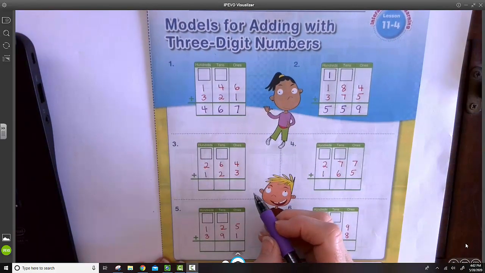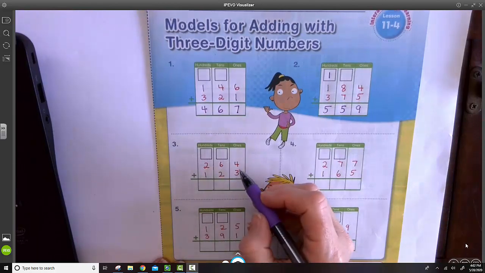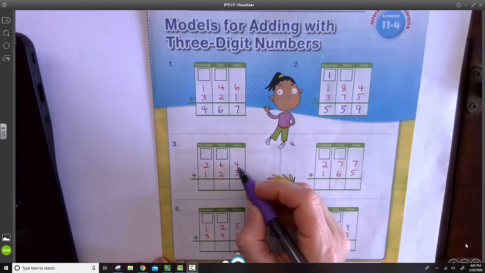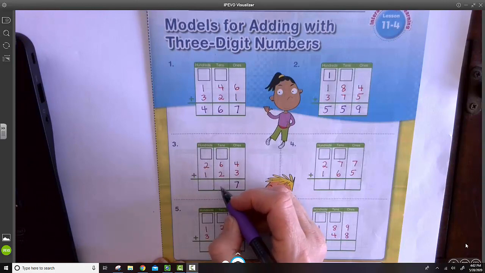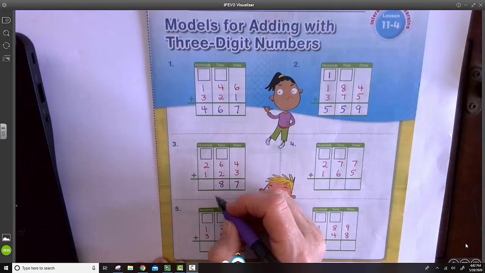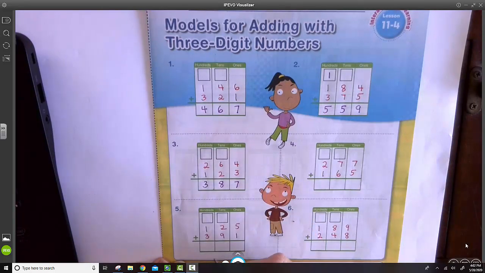Moving right along to number 3. Looks like a quick one to me. 4 plus 3, 7. 6 tens plus 2 tens would be 8 tens, the value of 80. 200 plus 100 would be 300. No regrouping. We are quick and capable with that number. 264 plus 123 equals 387. Very good.